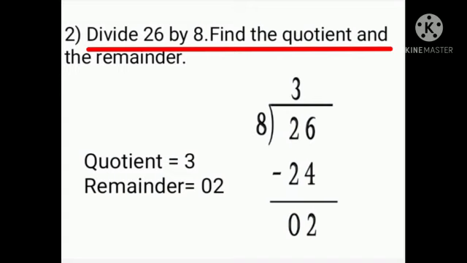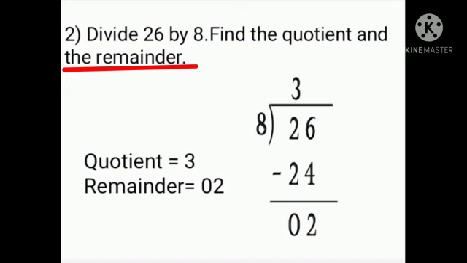Divide 26 by 8. Find the quotient and the remainder. So we will arrange the number and we'll start saying 8 table till we get the answer 26. But my dear student, do you think in 8 table we have 26? No, we don't have 26 in 8 table. So what we are going to do? We are going to say the table till we get nearby and smaller number than 26.